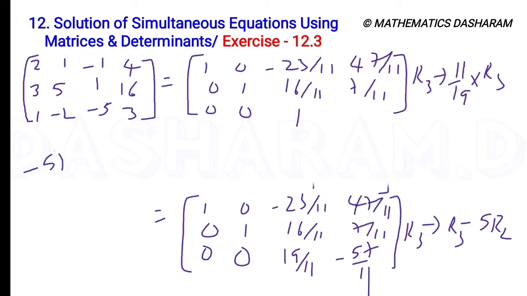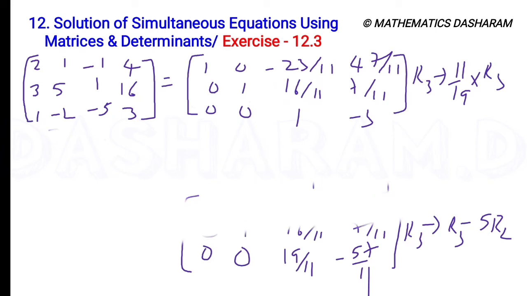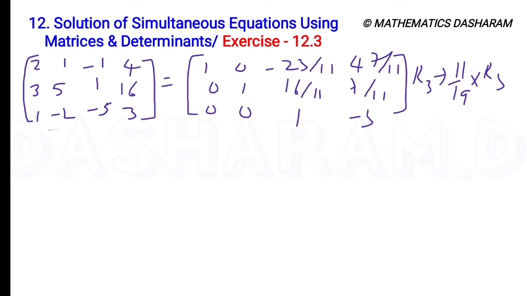So the next one is minus 57 by 11 into 11 by 19. 19 threes are 57, here 11 11 cancel. So it is equal to minus 3. So finally we got the 1. Next we need 0 at this place. So let's drop this one. So it is the first row as it is, 1 0 minus 23 by 11, 47 by 11. Next the last row also the same, 0 0 1 minus 3.